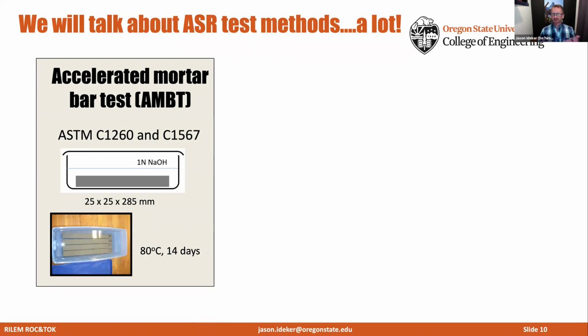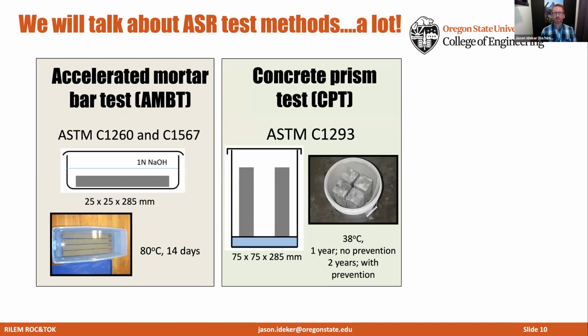In North America, we typically use the ASTM standard, ASTM C1260 or 1567, and this involves casting 25 by 25 by 285 millimeter bars. So these are mortar bars, and those are subjected to 1 normal sodium hydroxide. They're submerged in that, and they sit in that at 80 degrees Celsius for a period of 14 days. And we monitor the length change of those bars over that 14-day period.